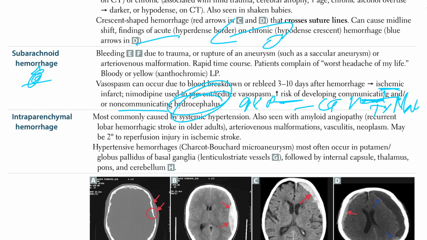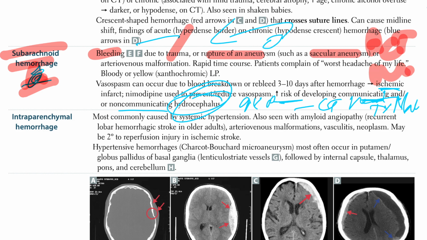Okay, let's just review this and move on to the next. We said subarachnoid: it is under the arachnoid. It is bleeding due to trauma, or the high yield important thing is rupture of an aneurysm, a saccular aneurysm. Saccular aneurysm is also associated with ADPKD, which is autosomal dominant polycystic kidney disease, or connected to disorders like Marfan or AV malformations.